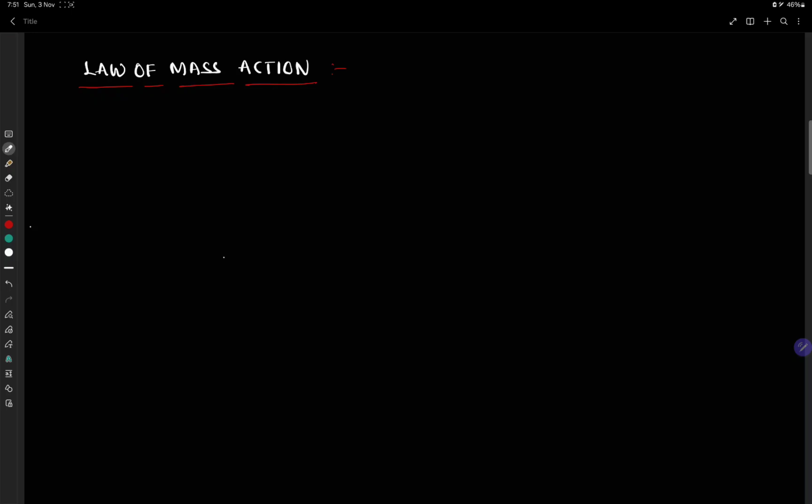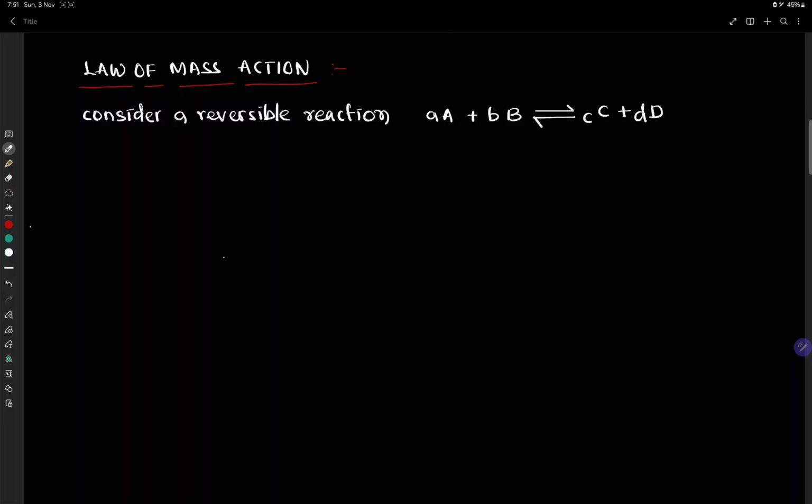Now, example: consider a reversible reaction, small a moles of A plus small b moles of B gives rise to small c moles of C and small d moles of D. And also consider the reaction is present at equilibrium state.